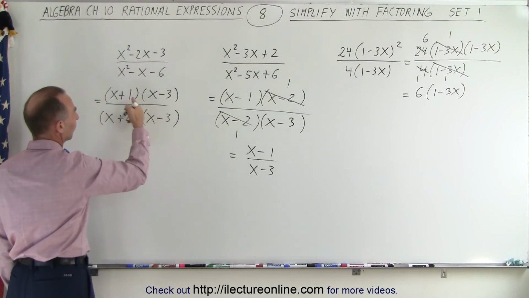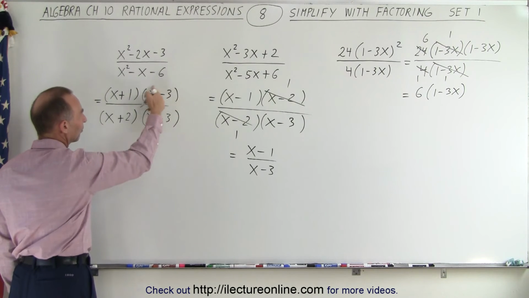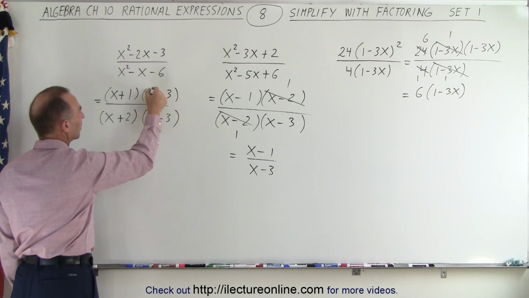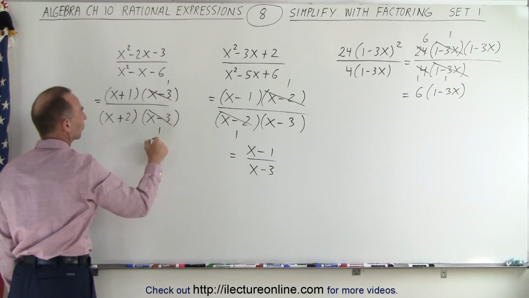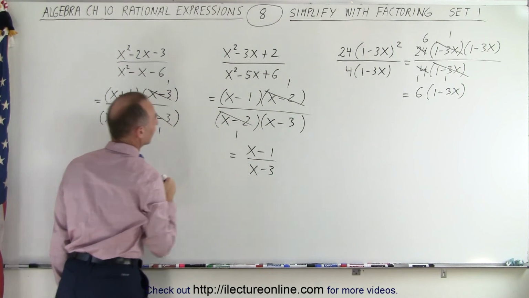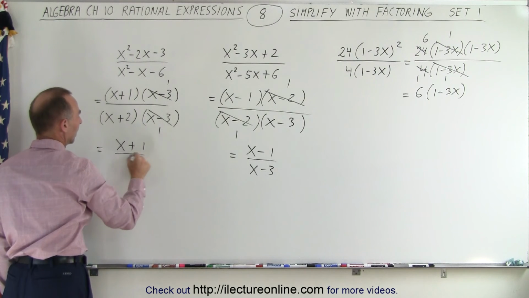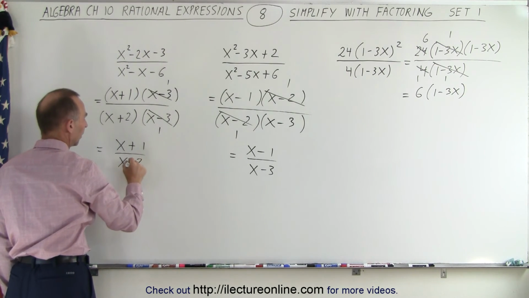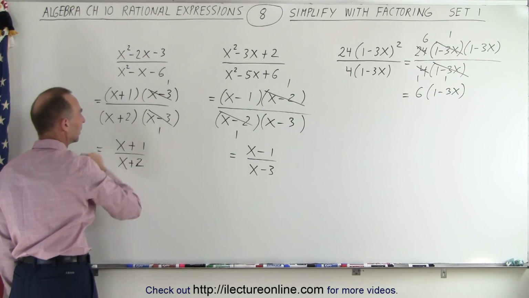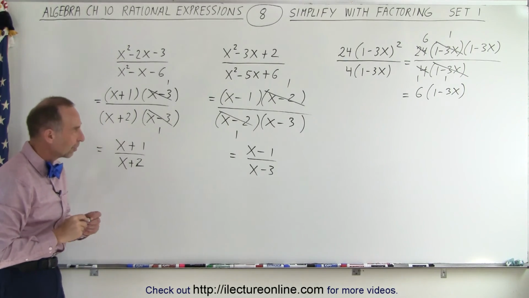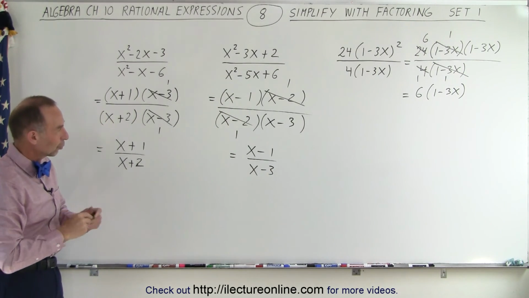Again, I realize that both the numerator and the denominator have a common factor, x minus 3. That means that these can get canceled. Technically, of course, I should put the 1s and the 1s on there like I did over here. And then we're left with an x plus 1 in the numerator and an x plus 2 in the denominator as the final simplified expression or solution.